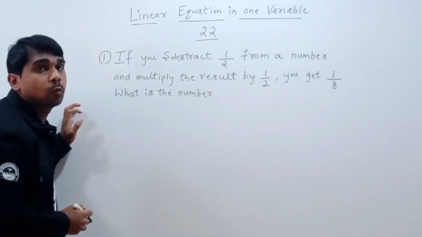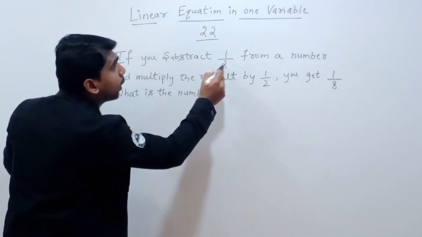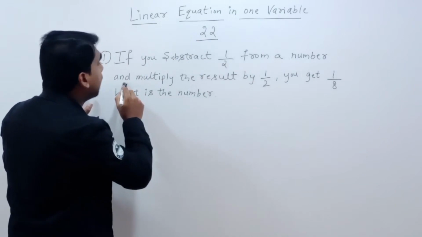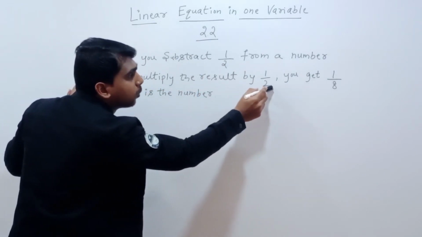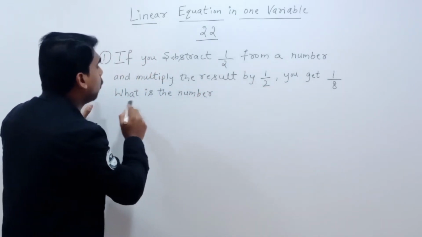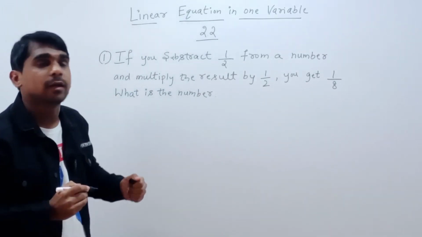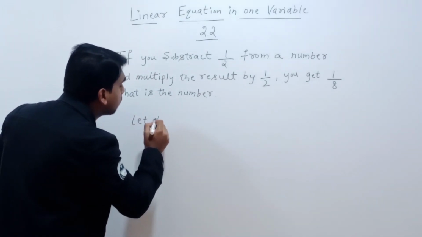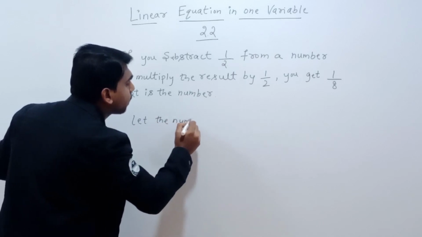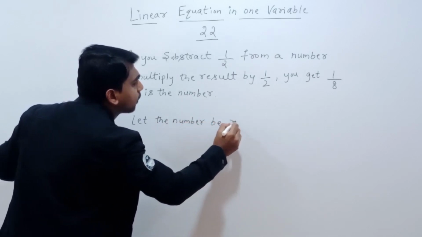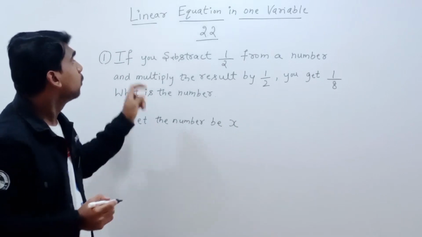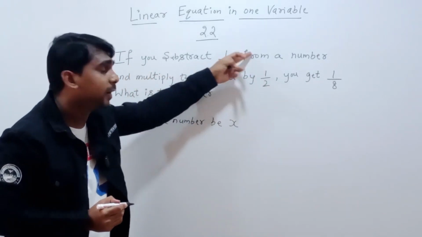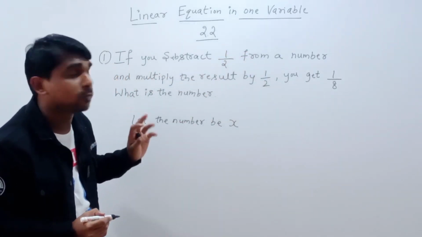2.2, question number 1. If you subtract 1 by 2 from a number and multiply the result by 1 by 2, you get 1 by 8. What is the number? Here we have to find the number. Let the number be x. Okay. Now we will read the statement and write it as a mathematical equation.